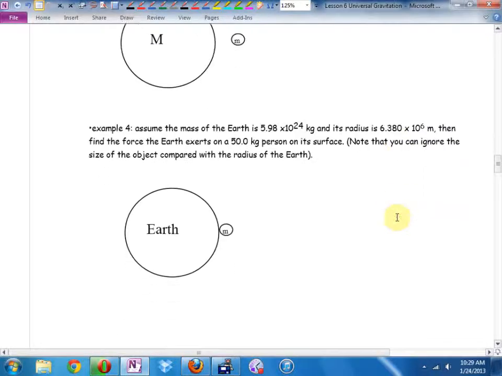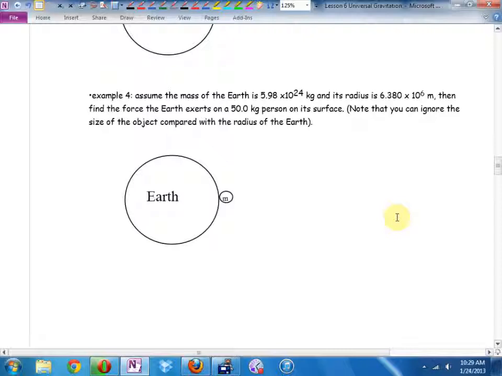Example 4. Assume the mass of the Earth is 5.98 times 10 to the 24th kilograms, and its radius is 6.38 times 10 to the 6th meters. Find the force that the Earth exerts on a 50-kilogram person on its surface. Now, instead of using d, because we're talking about the radius of the Earth, I'll use r squared.